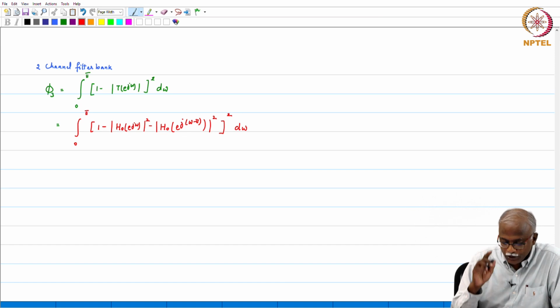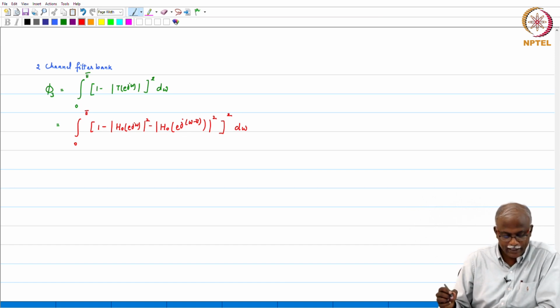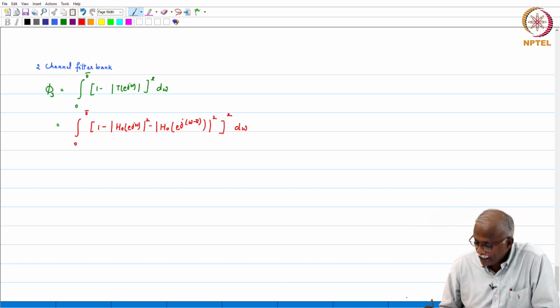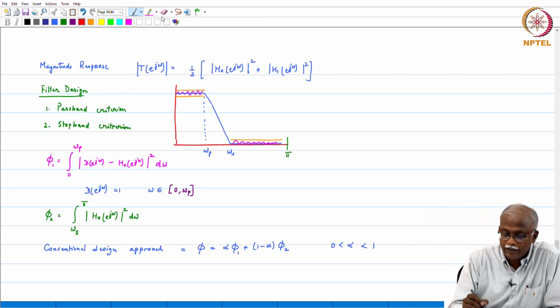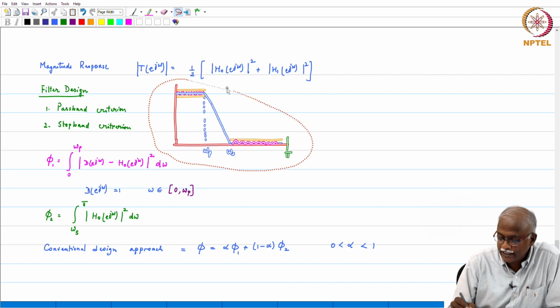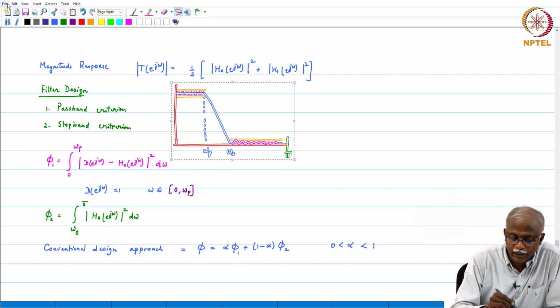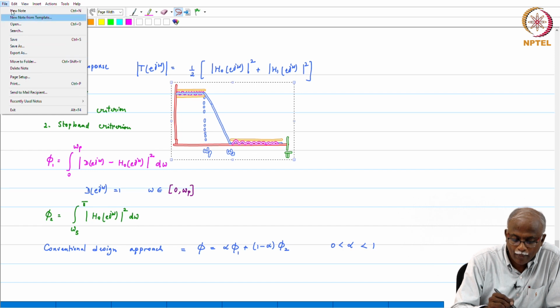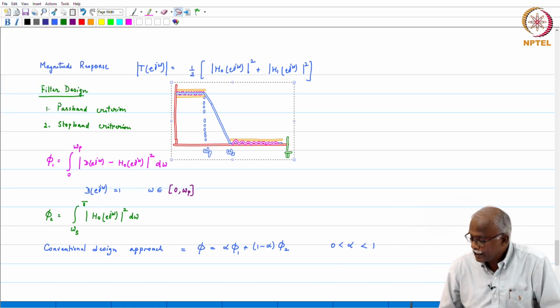Now what I want you to visualize is the following. If you go back and look at the design of the filter, we have this as the constraint for the classical filter design. Let's take a closer look at that.